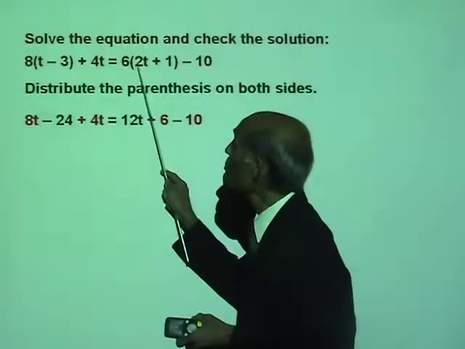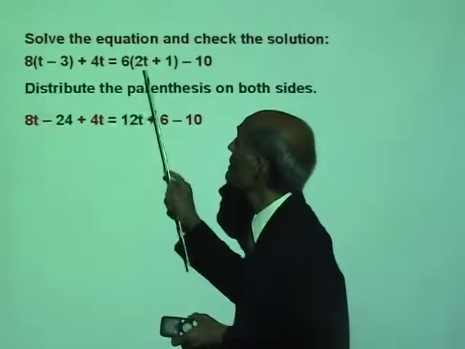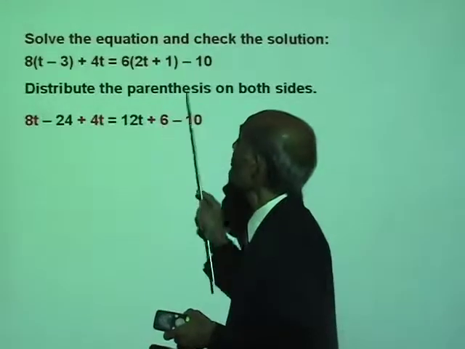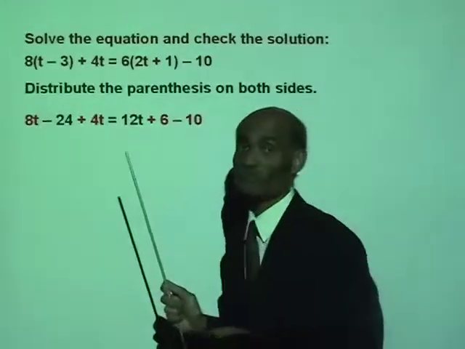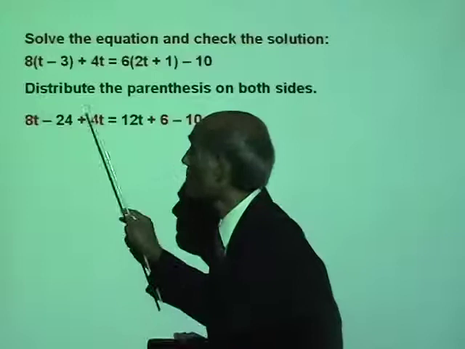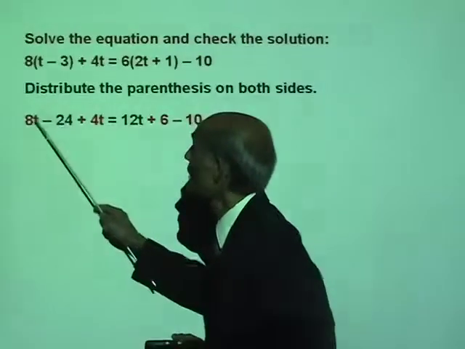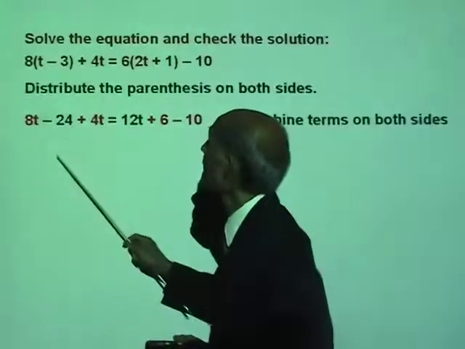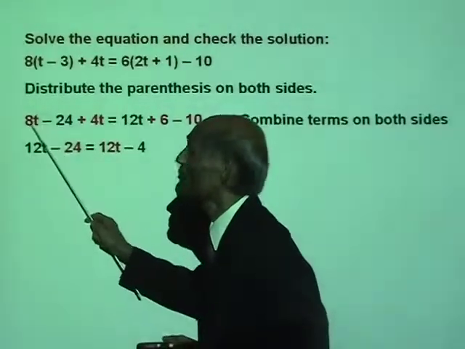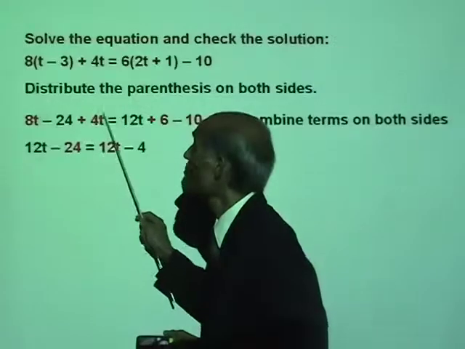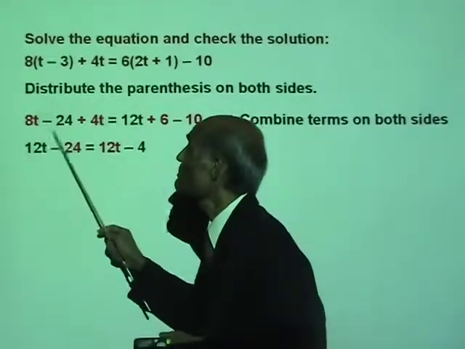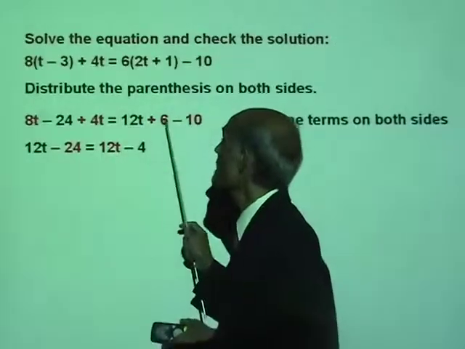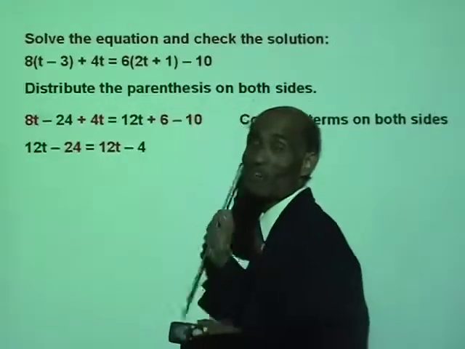6 times 2t is 12t. And 6 times positive 1 is 6 minus 10. In the next step, combine like terms. 8t plus 4t on the left becomes 12t. So 8t plus 4t is 12t minus 24 equal to 12t plus 6 minus 10.